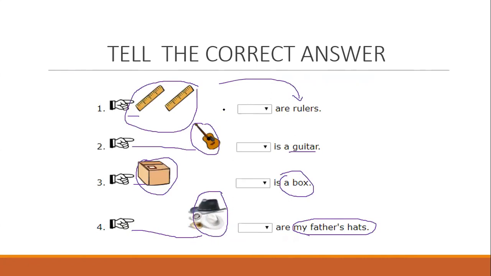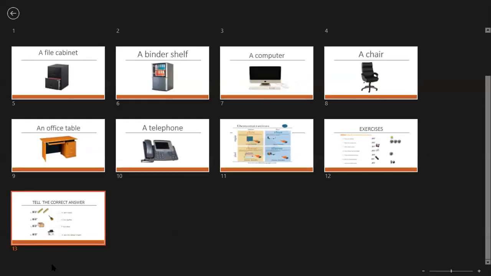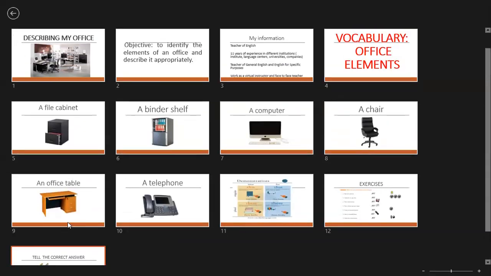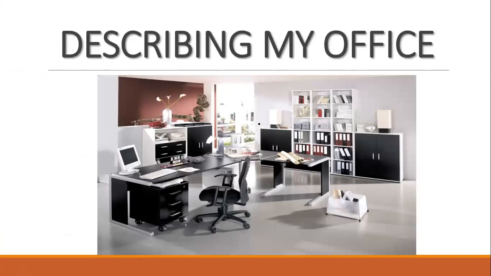So let's try to remember. These are rulers. That is a guitar. This is a box. And those are my father's hats. Correct? All right. So this is pretty much what we just talked about, the theory. And now we are going to work on something a little more complicated.